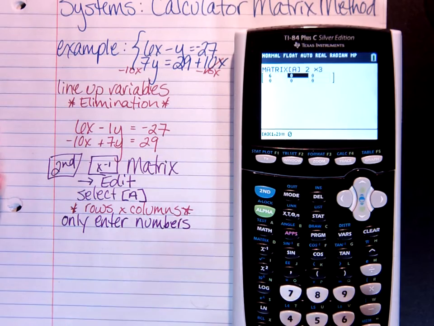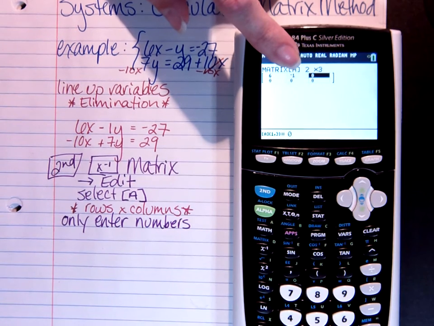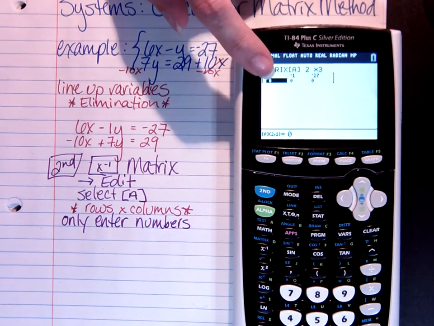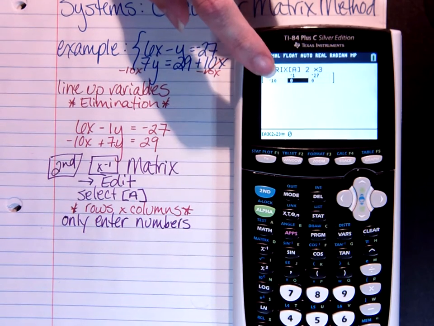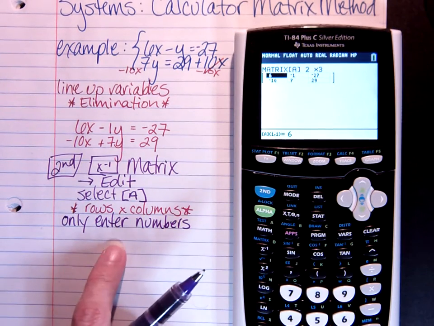6, be careful when you hit enter or if you arrow around that you pay attention to where your cursor goes. Negative 1, negative 27. My next equation, negative 10, positive 7, 29. So we've only entered the numeric part of our equation.